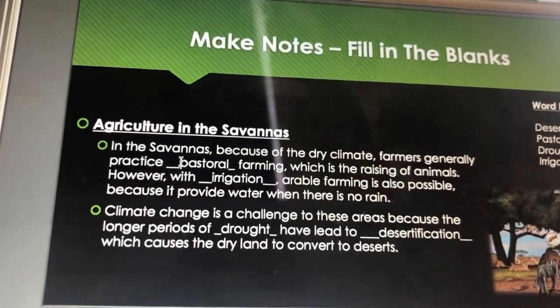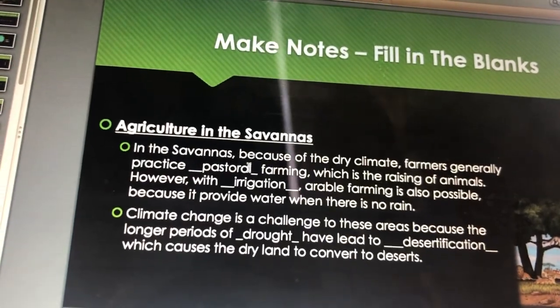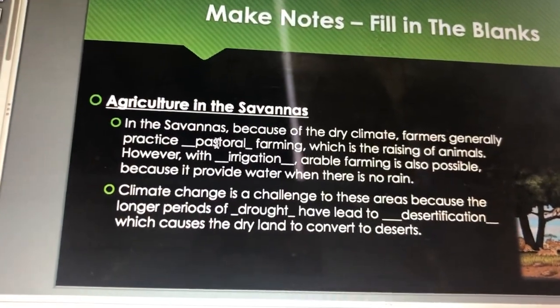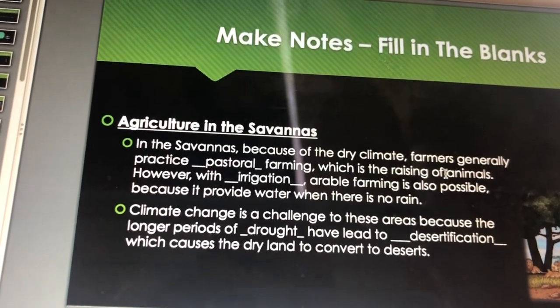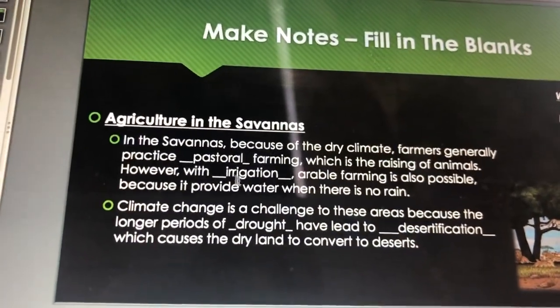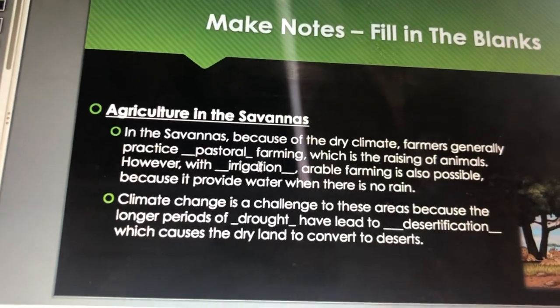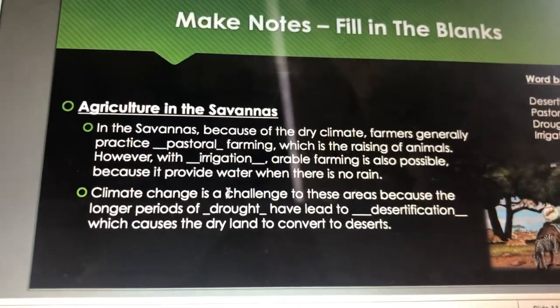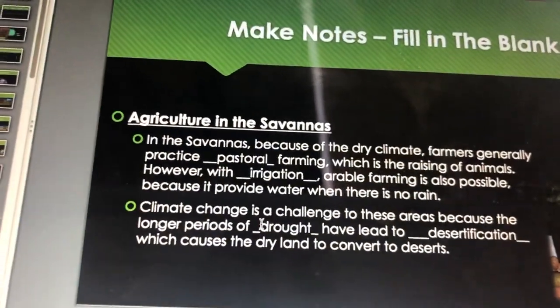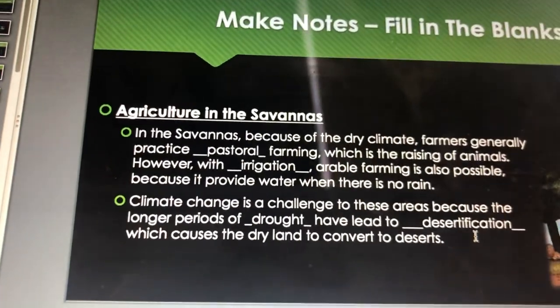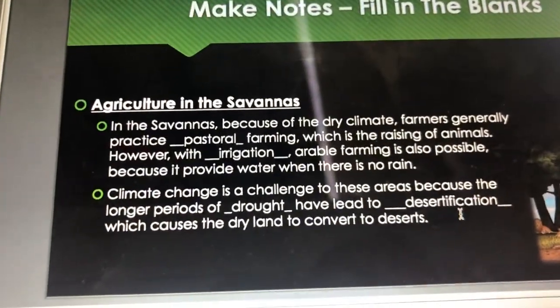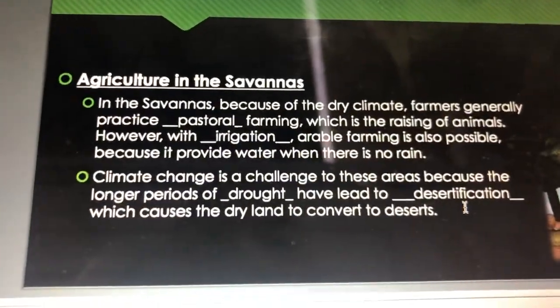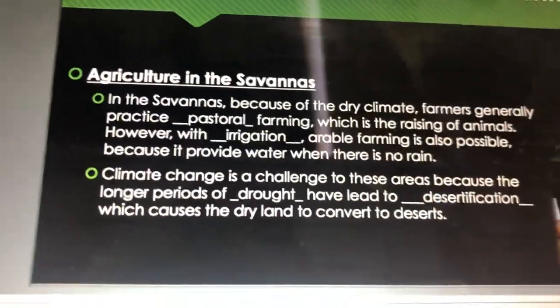They generally practice pastoral farming. We've done the different types of farming, arable and pastoral, so this is the raising of animals. However, they can do arable farming if they have irrigation systems in place, to water their crops. But climate change is becoming a problem. Desertification means areas are turning into deserts, which is impacting on their lives. We did that when we looked at desert climates. So make sure you've got those notes and revisions.